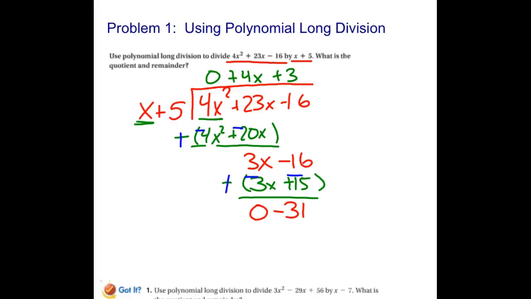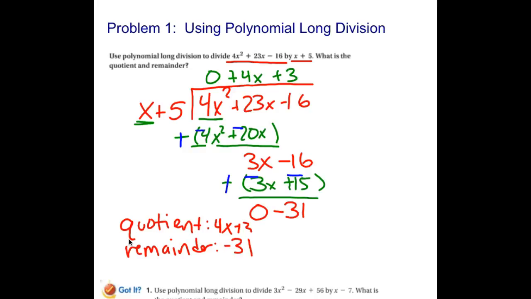All right, you just watched my solution. I didn't narrate as I went, but you could see my thought process through. I ended up with negative 31. Now notice I stopped because negative 31 has a lower degree than x plus 5, which means that's my remainder. So when you write your answer, it says what is the quotient and the remainder? Your quotient is your result on top. That's your 4x plus 3. And your remainder is this negative 31 that we ended up with.